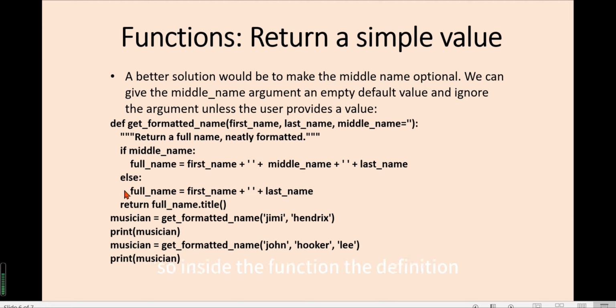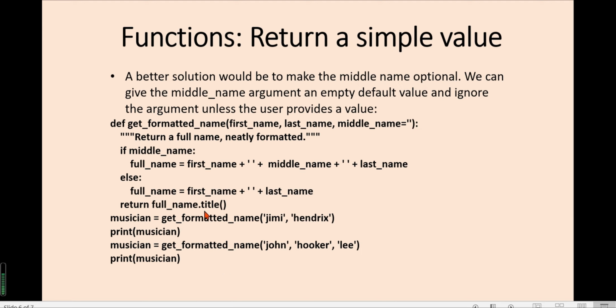Inside the function definition, we first use an if conditional test: if middle name, which means if the middle name's value is not empty. If the middle name's value is not empty, which means the user has input a middle name when calling the function, then full name is first name concatenated with the middle name and the last name. Else, if the middle name is empty, we will run the else statement. So the full name is only the concatenation of first name and last name.